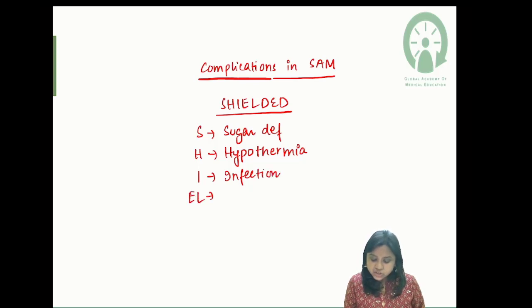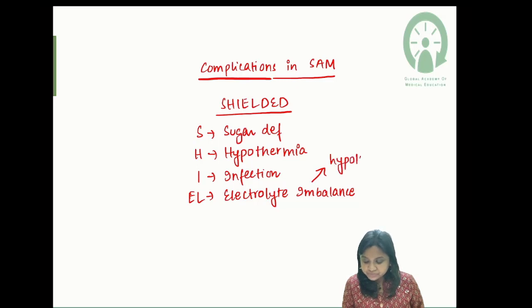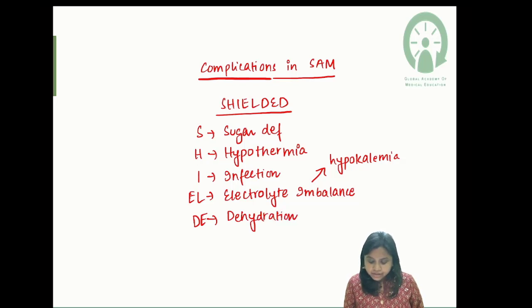EL stands for electrolyte imbalance. The most common electrolyte imbalance that you get in a PEM patient is hypokalemia. So you get hypokalemia. Next we have D. D stands for, rather, dehydration. And the last D stands for deficiency of micronutrients, and even death.